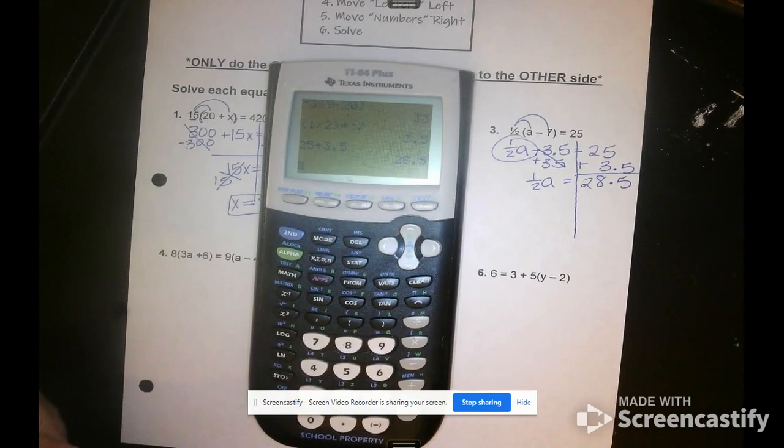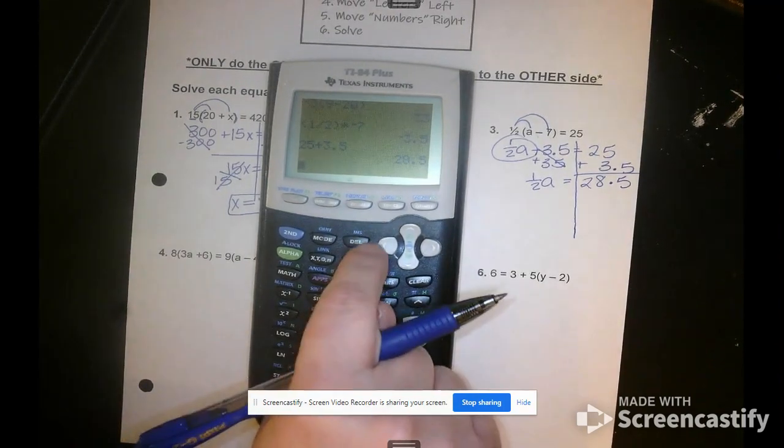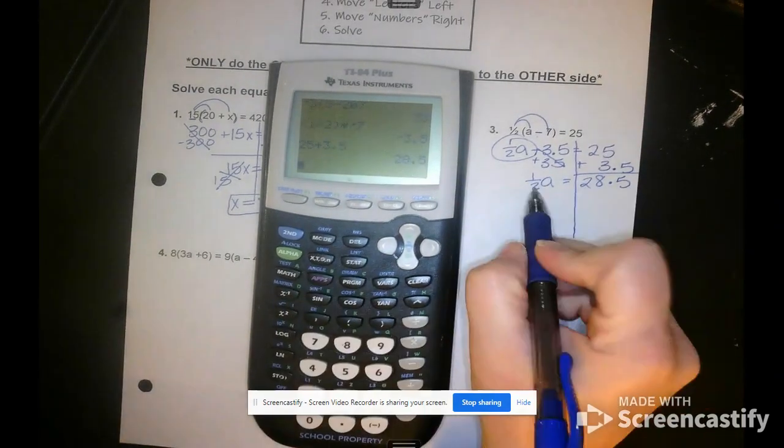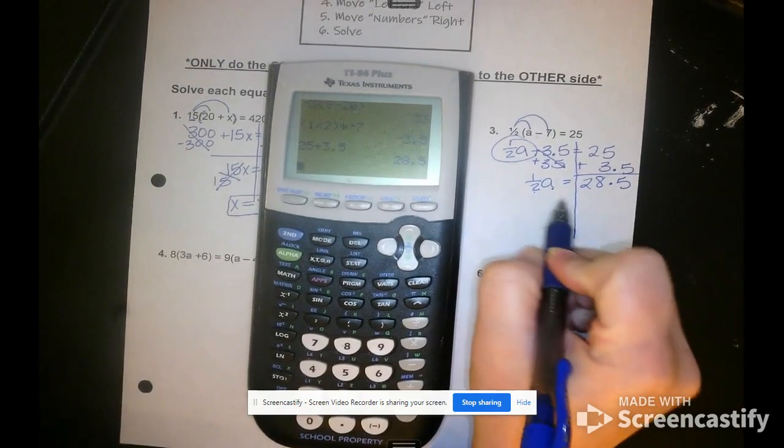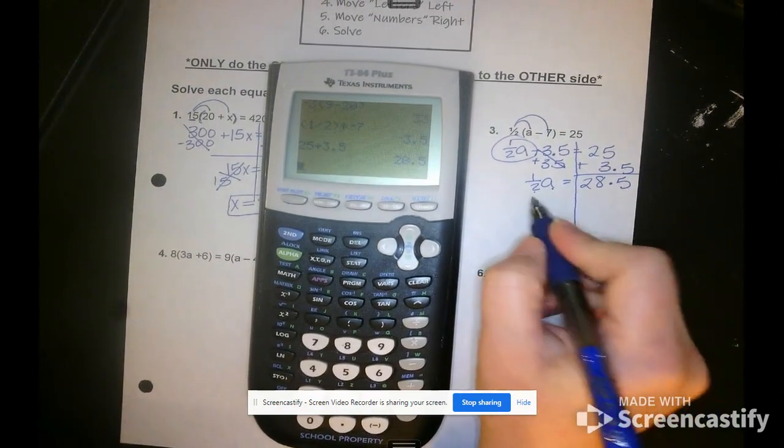1/2 a is equal to 28.5. Now, somebody asked me last class period, could I use 0.5 instead of a fraction? Well, is 0.5 equivalent to 1/2? Yes. So could you? Yes. Do you have to? Why do you not have to? Because is your calculator going to do the work for you? So if I'm multiplying by 1/2, how do I get rid of it? Divide.